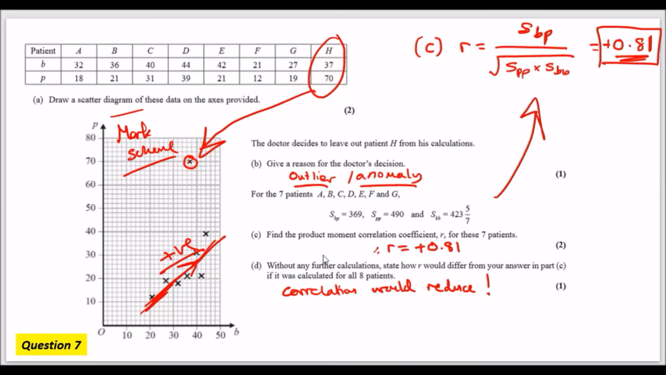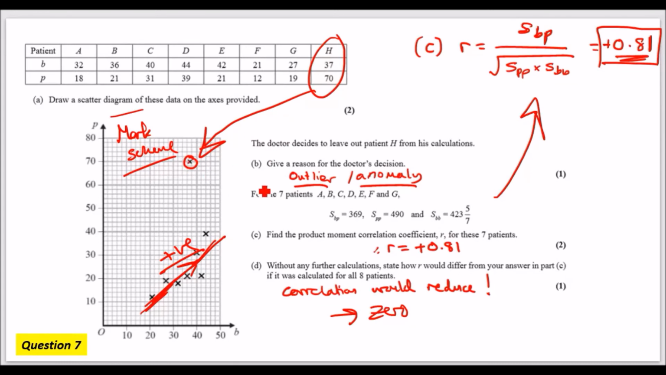Now, finally, D. Without any further calculations, state how R would differ from your answer in part C. Now, this is either you understand or you don't. With an outlier, if an outlier is included, this automatically ruins the flow of the points. So, the correlation will actually be reduced. It will probably reduce closer to 0. I mean, it won't be 0, but the value will be reduced, all because this anomaly does not fit the pattern.